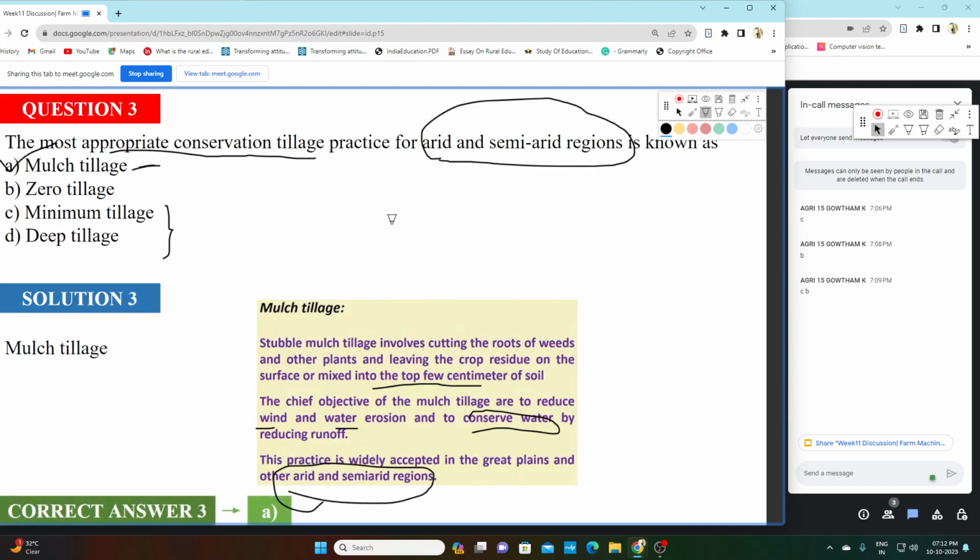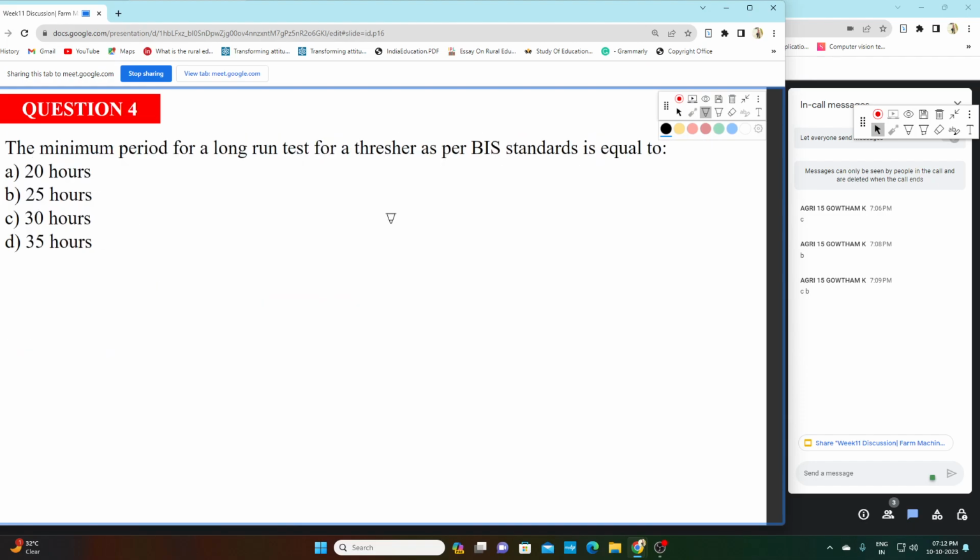Okay, we will move to the next question, question number 4. The minimum period for a long run test for a thresher as per BIS standard is equal to option A, 20 hours, option B, 25 hours, option C, 30 hours, and option D, 35 hours. So any guesses for this?